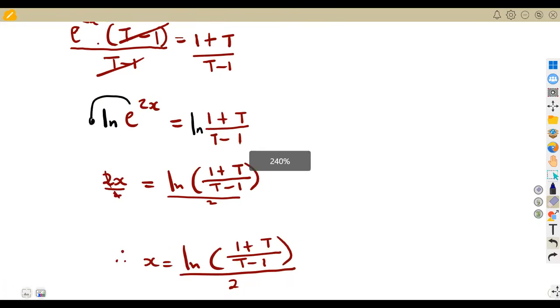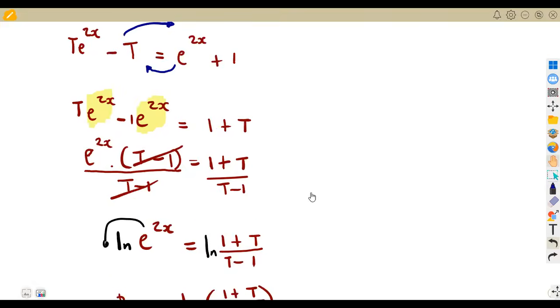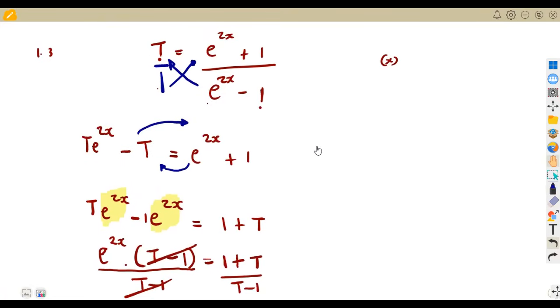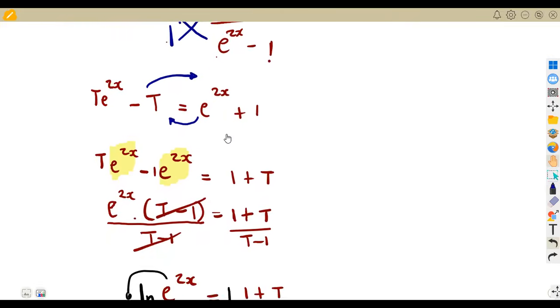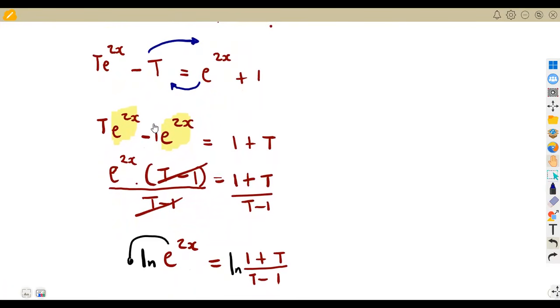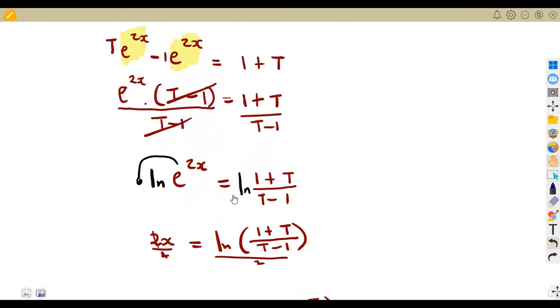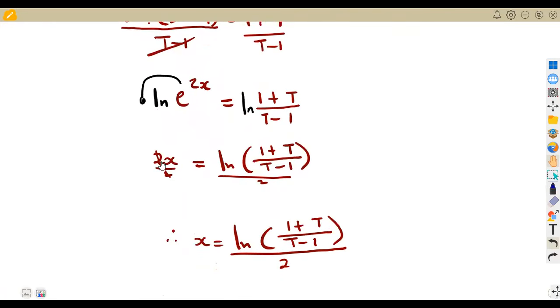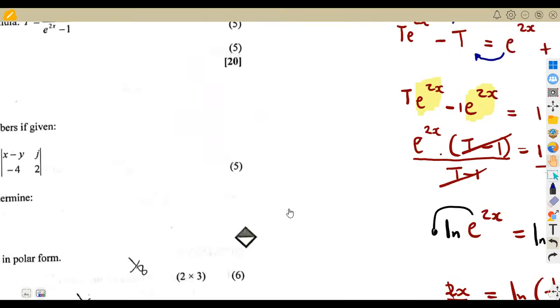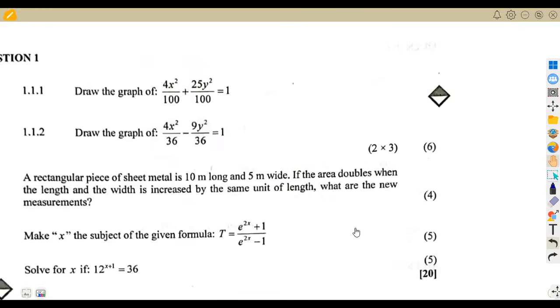So that was it. Yes, we've got x as the subject. In this case, we've made x the subject of the formula. It was just a matter of cross multiplying, collecting the terms with x on one side of the equation, so that we can factor that term and make x the subject of the formula, as we can see. All right, that was 5 marks for that.